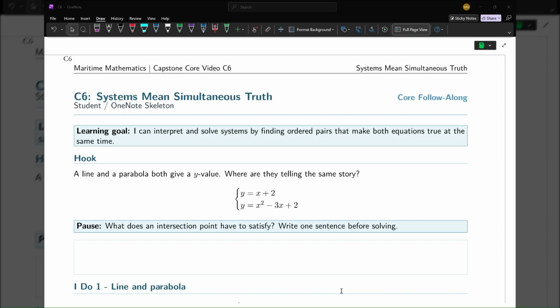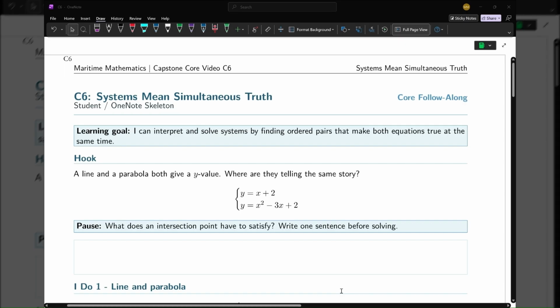So for a hook here, we see a question. A line and parabola both give a y value. So we see y equals x plus 2 is the line, and y equals x squared minus 3x plus 2 is the parabola. Where are they telling the same story? So for the pause question, our question is, what does an intersection point have to satisfy? And then I'm going to get you to write a sentence before solving. So take a minute, write a sentence about what that means to you, and then we will take a look at this question in I do 1.